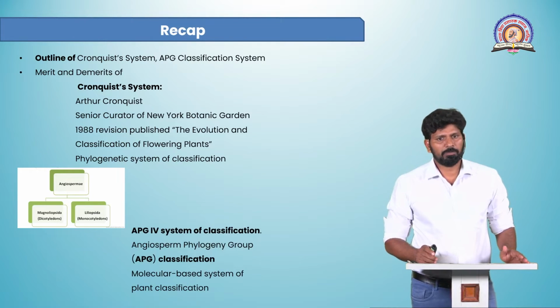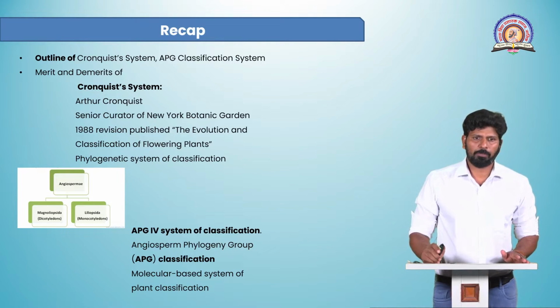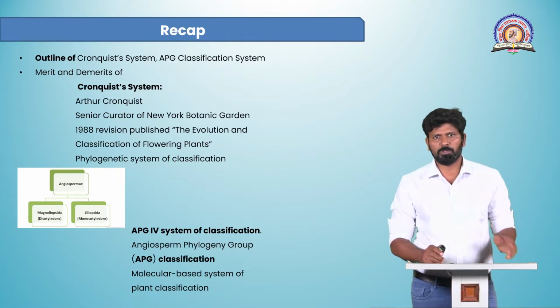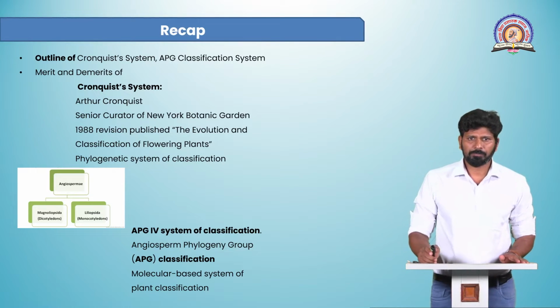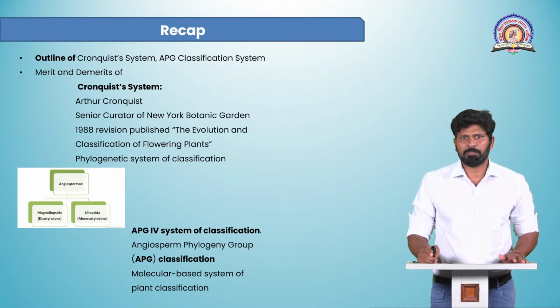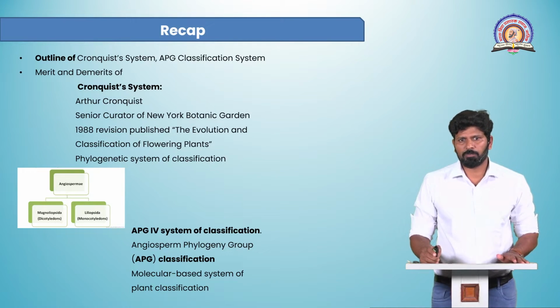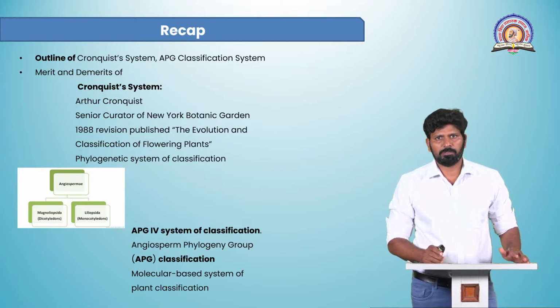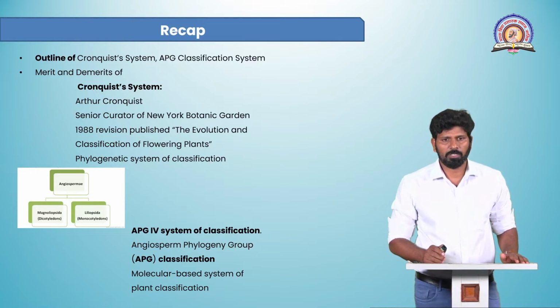The next classification system we went through is the APG, fourth system of classification. We know that there are different updates or versions of the APG classification system. APG means Angiosperm Phylogeny Group classification system. This is the most advanced type of classification system, which is mostly based on molecular data, or we can say that it is based on data from different disciplines of biology. Embryological data, molecular data, and genetic data are considered in that classification system, and morphology is also considered.